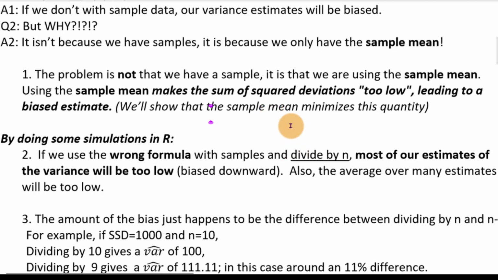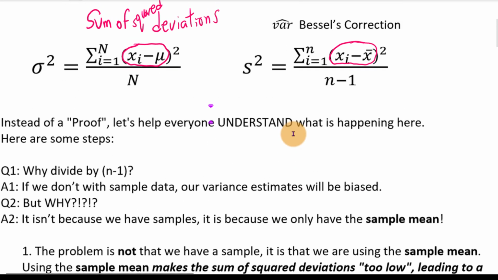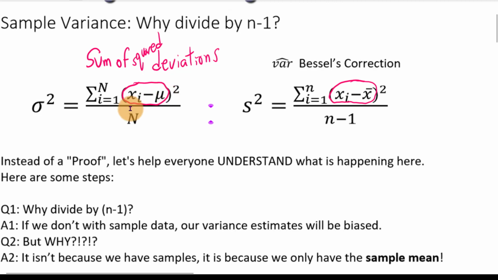sum of squared deviations. Now, to tell the truth, when you plug the population mean in here, when you have all the population data, that also minimizes the sum of squared deviations. But the problem comes from having the sample mean. We're using the wrong number.